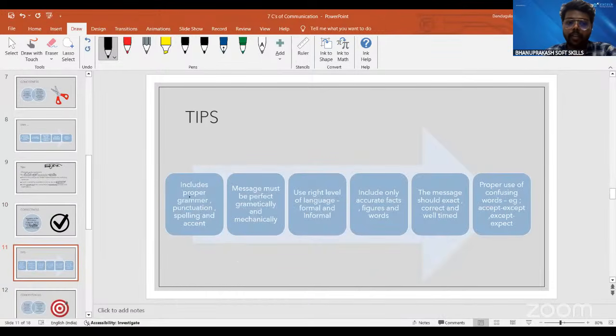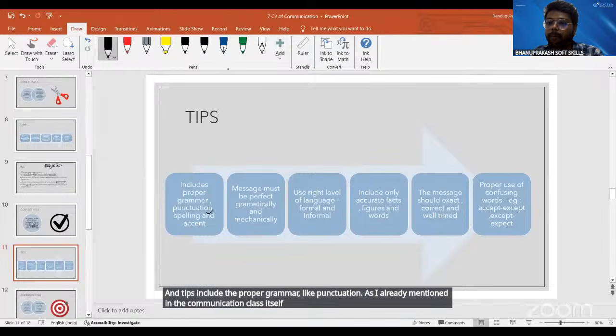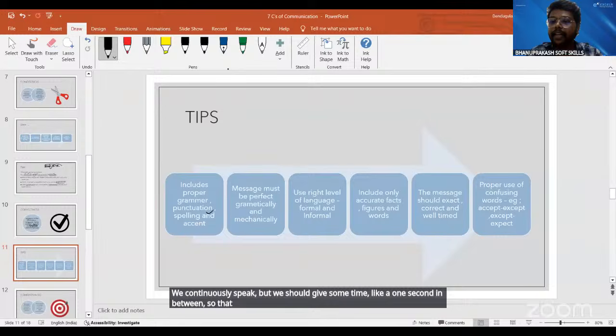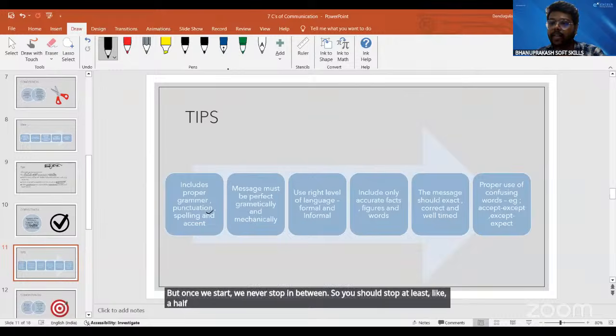And tips include proper grammar like punctuation. As I already mentioned in the communication class itself, we never apply commas and full stops while we are speaking. We continuously speak, but we should give some time, like 1 second, in between so that others can easily grasp what we are trying to convey. But once we start, we never stop in between. So you should stop at least half a second or 1 second in between so that you are letting them grasp that information.